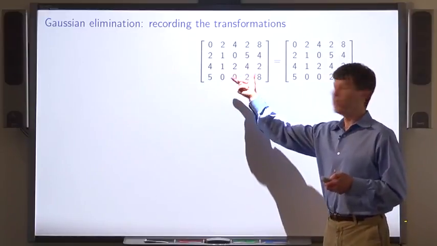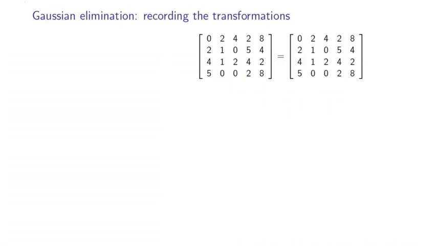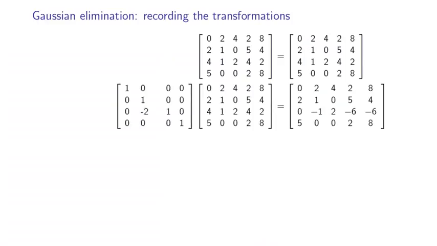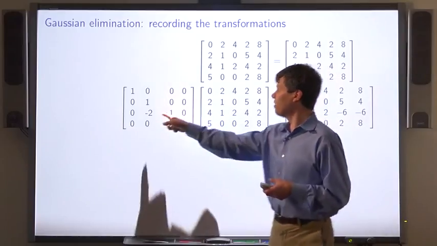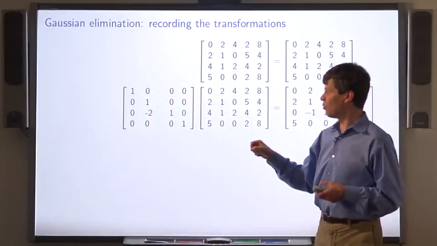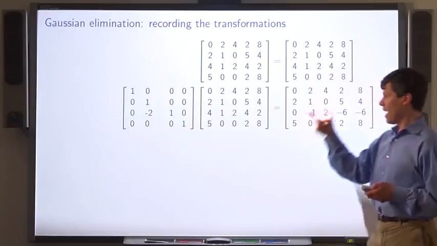We start with this matrix, and on the right is the same matrix, because we haven't carried out any transformations yet. In the first step of the algorithm, we perform an elementary row addition operation. We subtract 2 times the second row from the third row. And this is the result.